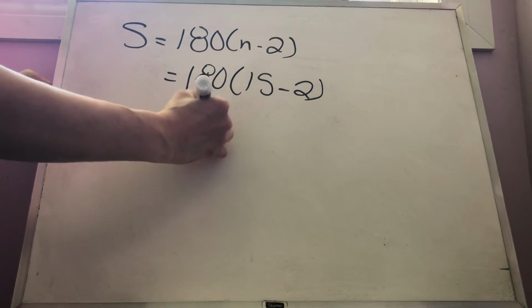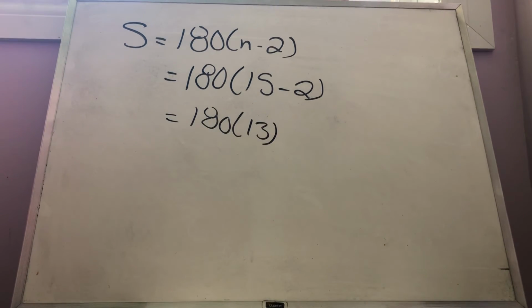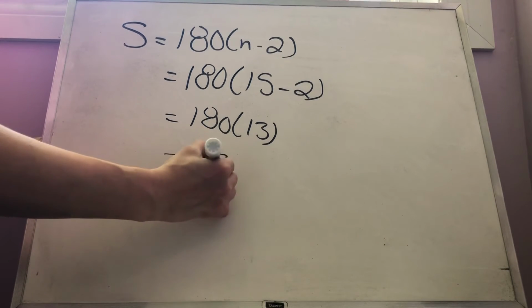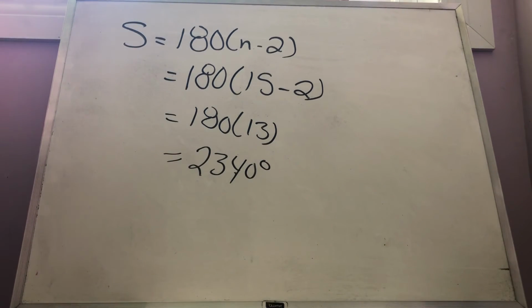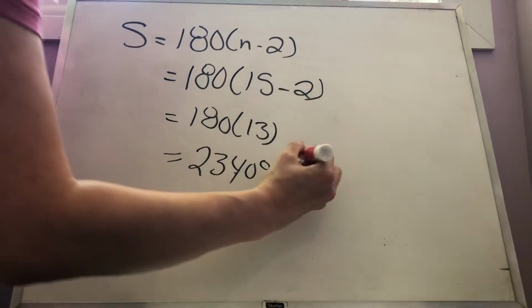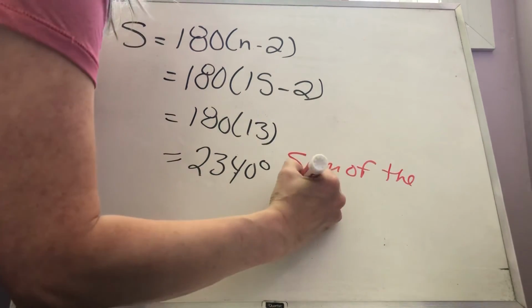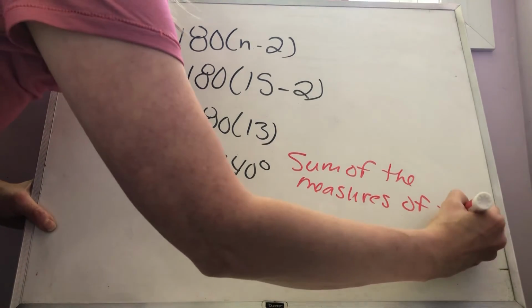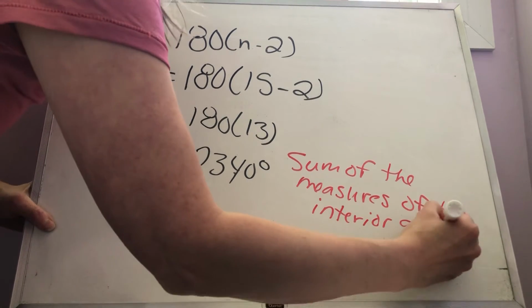So then I've got 180 multiplied by 13. That should give you 2,340 degrees. So this number right here is the sum of the measures of the interior angles. You'll have to know the difference.